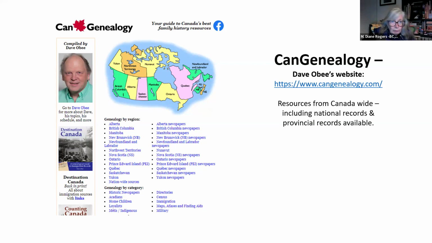So that includes also the territories up north in Canada, and there are differences in which levels of government deal with certain documents. But in this case, because it's organized by region, Dave has, for example, the censuses, which are federal in nature, organized under each province, as are birth, marriage, and death indexes provincially. Now, in Canada, provinces and territories generally look after birth, marriage, and death documents. So you will find that throughout other websites.